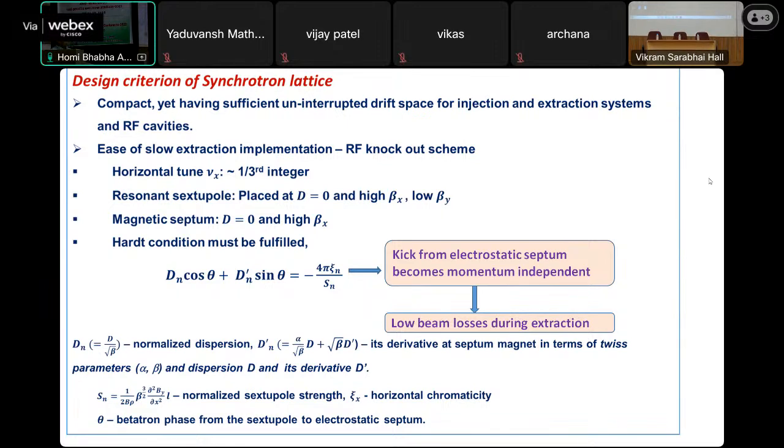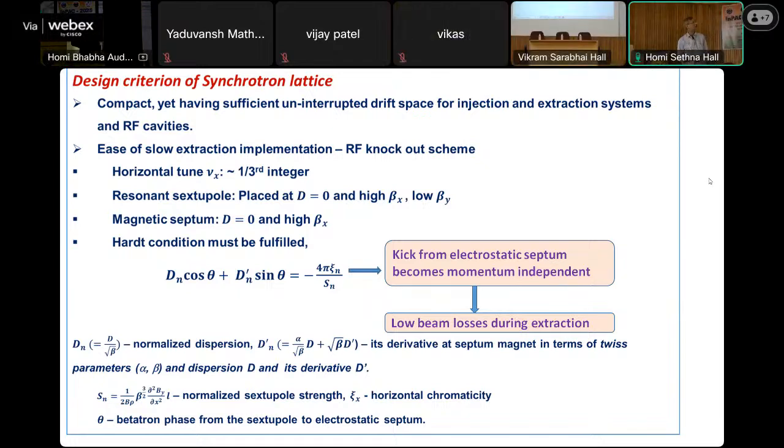The magnetic septum is also placed in a non-dispersive region where beta x is high. Also, the Hardt condition must be fulfilled. This relates the normalized dispersion and its derivative to the chromaticity and normalized sextupole strength. When this condition is fulfilled, the kick from the electrostatic septum becomes momentum independent. So all the different momentum particles reach the septum location, and no-loss, or low-loss, extraction is possible.